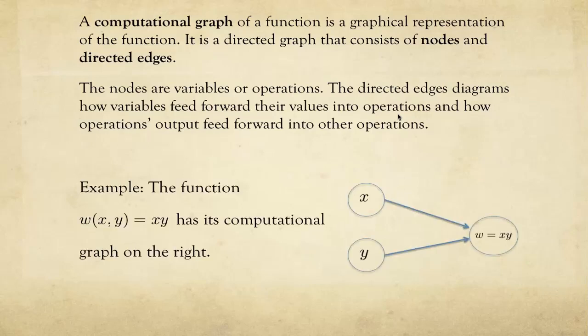So the best way to see this is with an example. So here's a function w x y. It takes two variables and it's going to multiply them. So again, the nodes here are the variables.